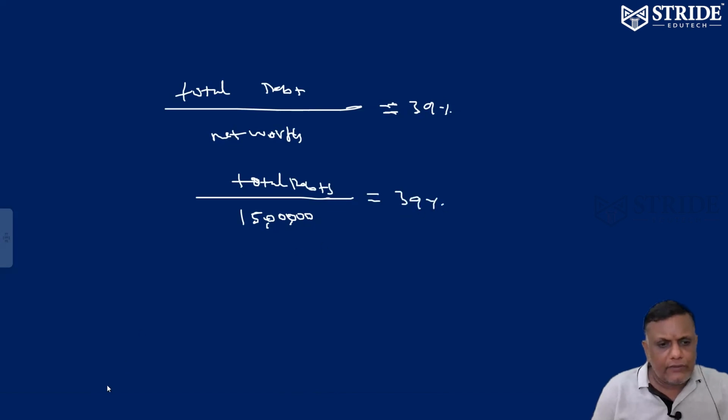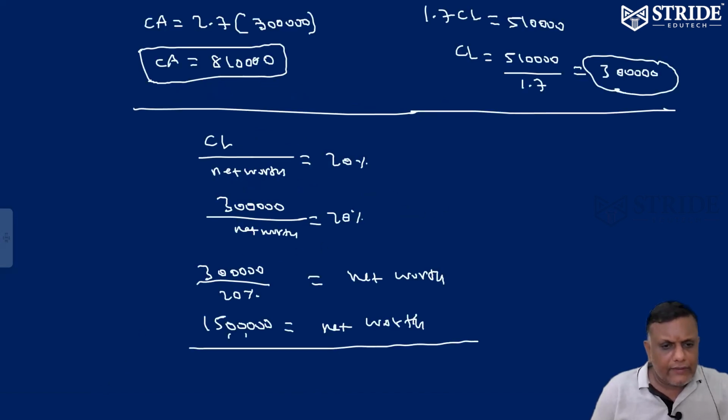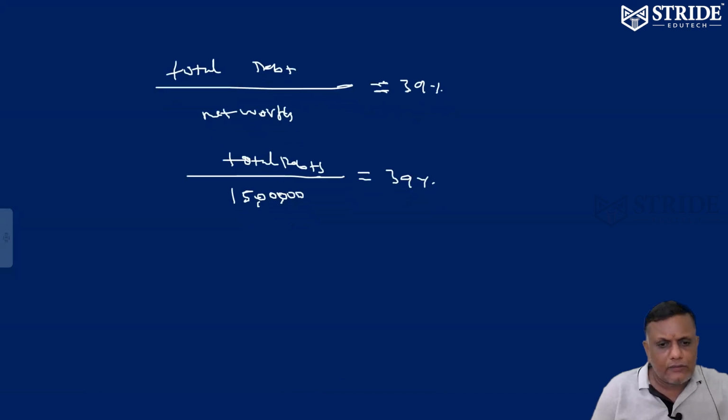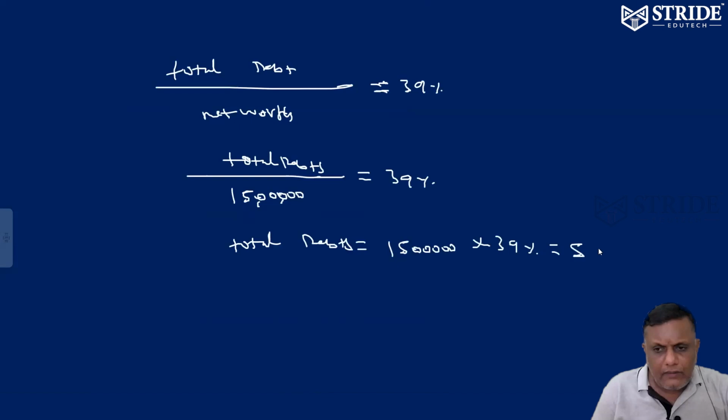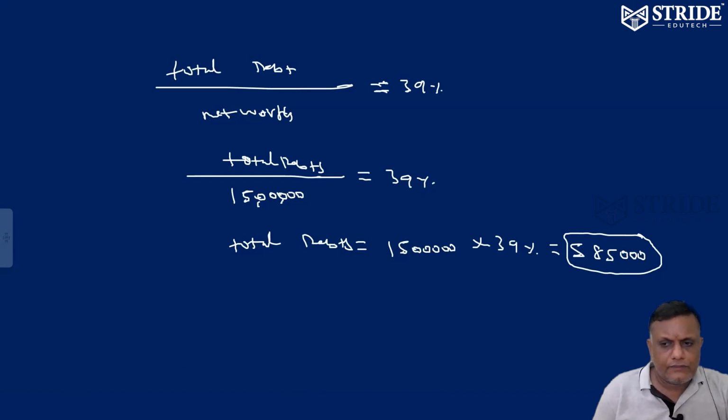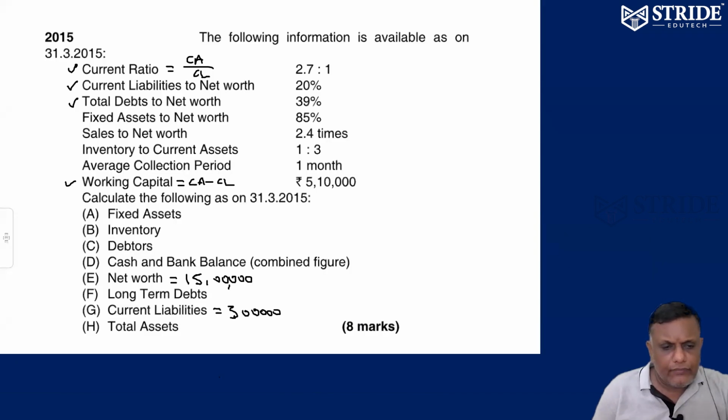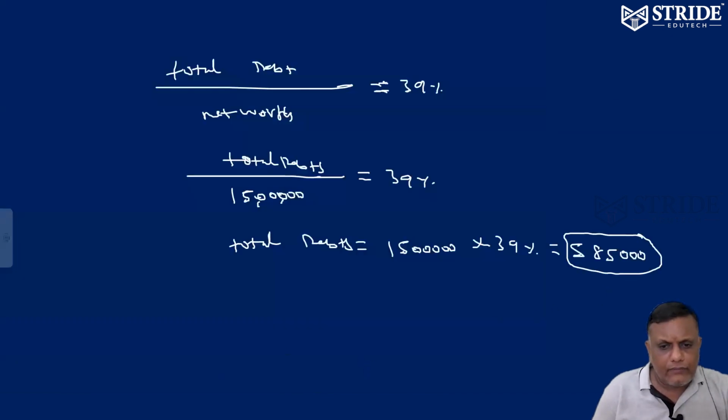So total debt by net worth, 15 lakhs. Total debt is the question mark. Can you cross multiply? Total debt is equivalent to 15 lakhs into 39%. Answer? 5 lakh 85,000. Yes, 5 lakh 85,000 total debt.